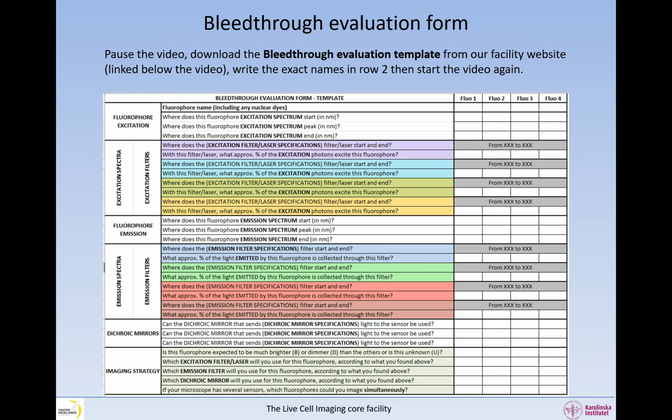Now you're going to pause this video and download a form from our website. The link is below the video. So this is what the form looks like, and what you will do is write the exact names of your fluorophores on row number 2 here. Once you have done that, start the video again.